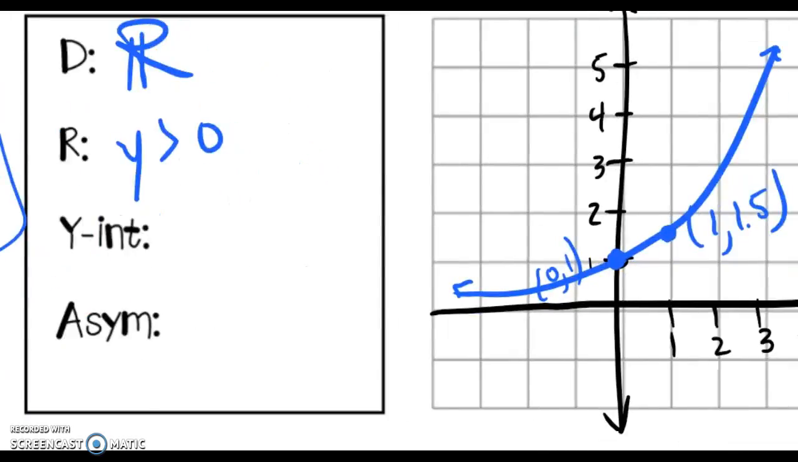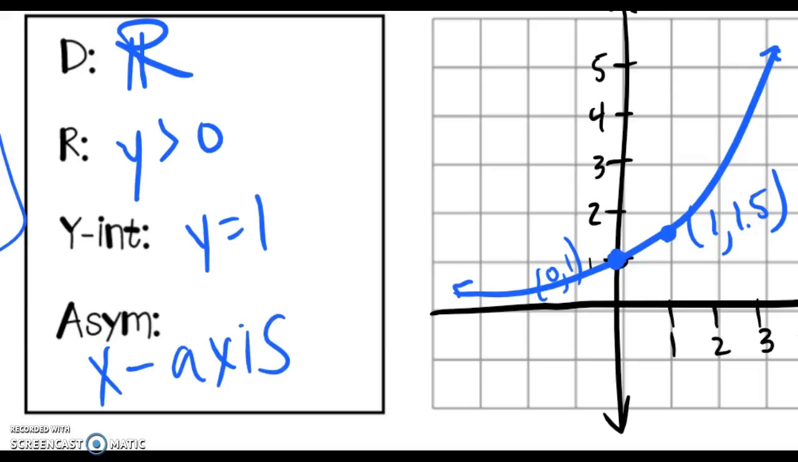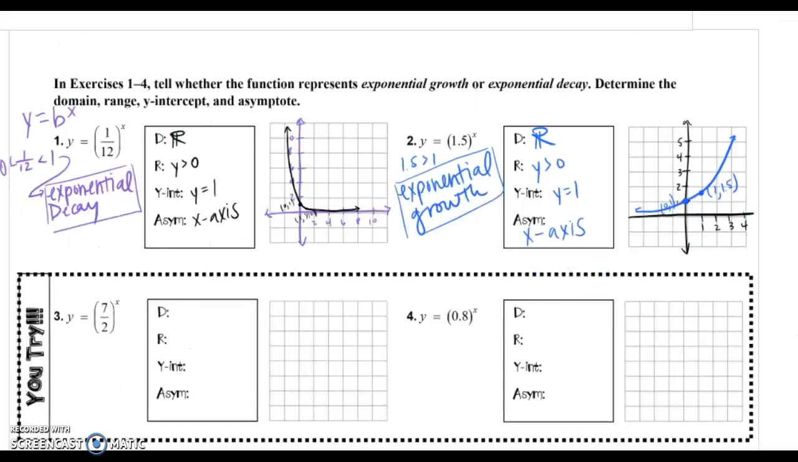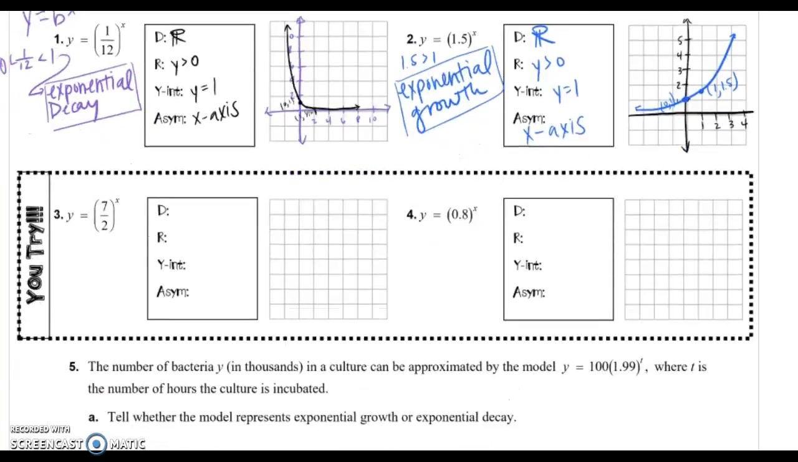Y-intercept here is going to be the same as the other one, y equals 1, and the asymptote is going to be the x-axis. So as you can see, for all exponential growth and decay functions, domain is always all real numbers. The range is y is greater than 0. The y-intercept is y equals 1. The asymptote is going to be the x-axis. So go ahead and you try to do number 3 and 4.